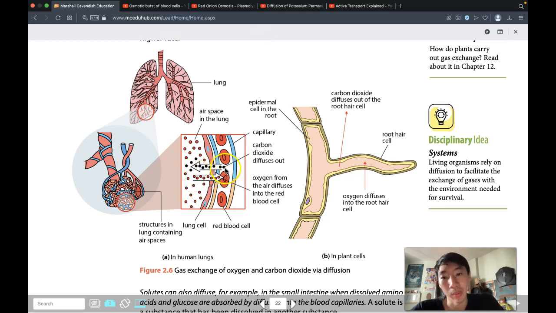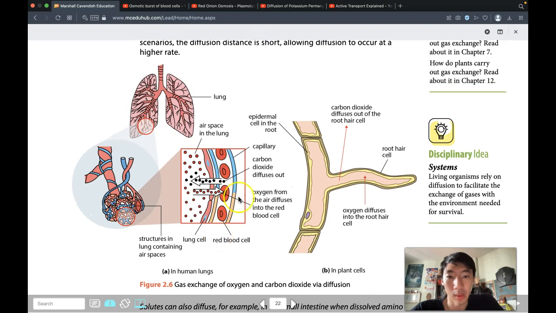And the same happens for carbon dioxide, except the other way around. There's a high concentration in the blood, low concentration in the alveoli, so there'll be a movement of carbon dioxide. It will diffuse out. Okay, so let's talk about this in the roots also.